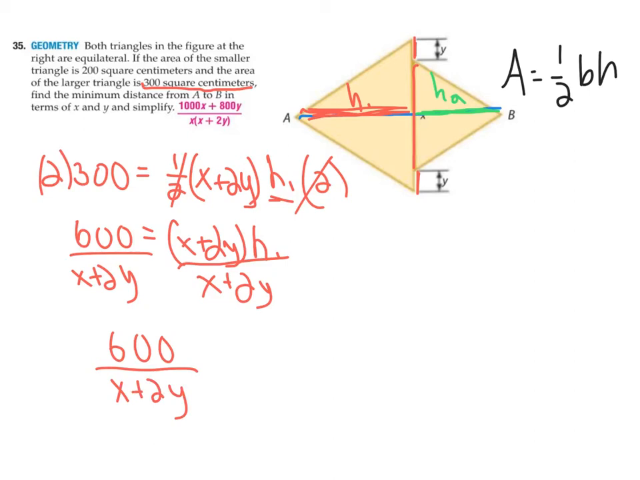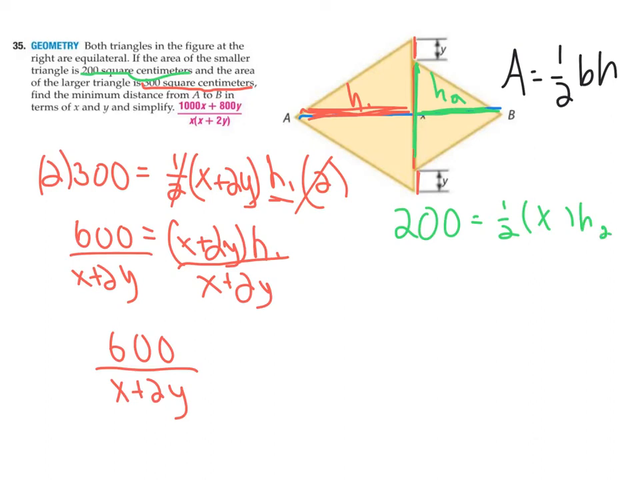Now we're going to repeat that same exact process, but we're going to do it with our smaller triangle. Okay, so if we go back to the question, our smaller triangle is 200 square centimeters for our area. So it's going to be 200 equals 1/2. Now my base for the smaller triangle is just x. And then our height is h2.